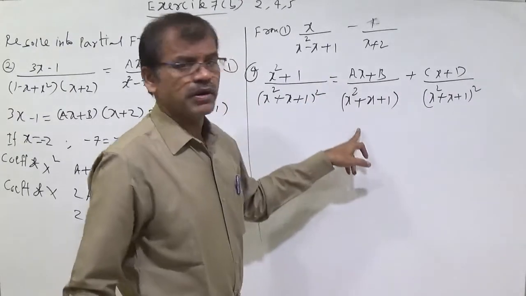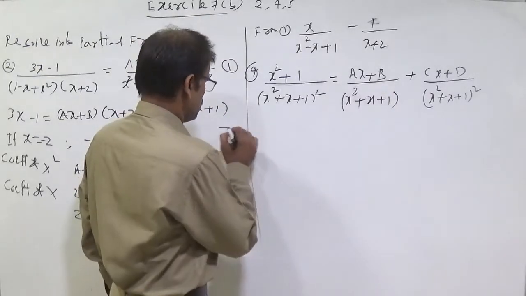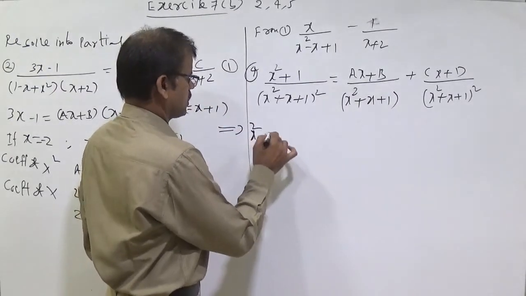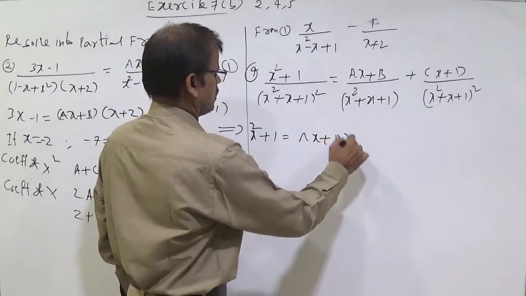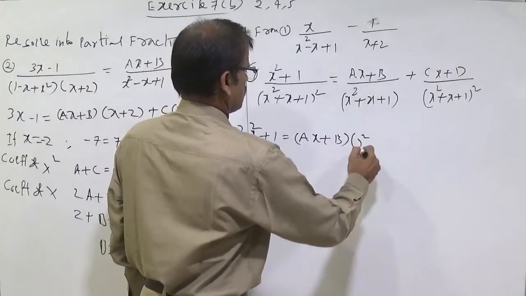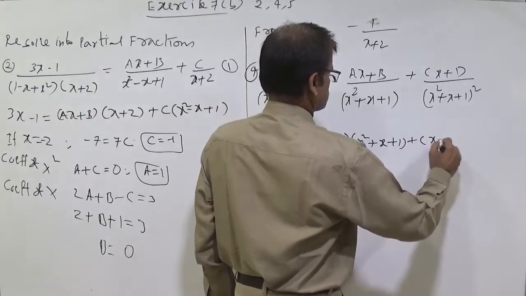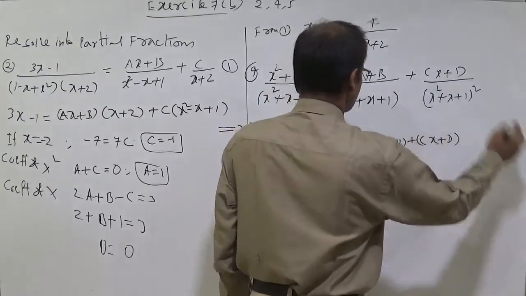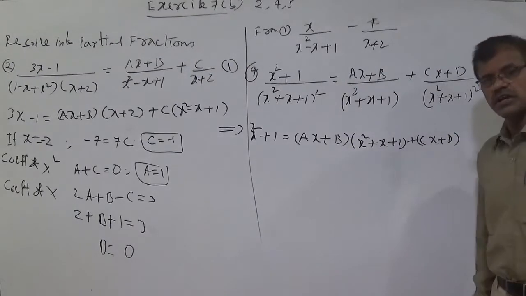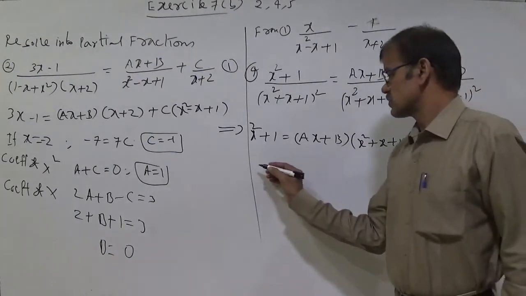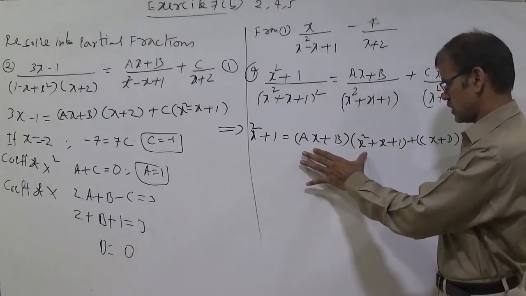So ax plus b by x square plus x plus 1, plus cx plus d by x square plus x plus 1 whole square. That implies you can write x square plus 1 is equal to ax plus b into x square plus x plus 1 plus cx plus d, depending upon the factors. Now there is no question of substituting values here. Simply compare the coefficients. Here the highest power is x cube.